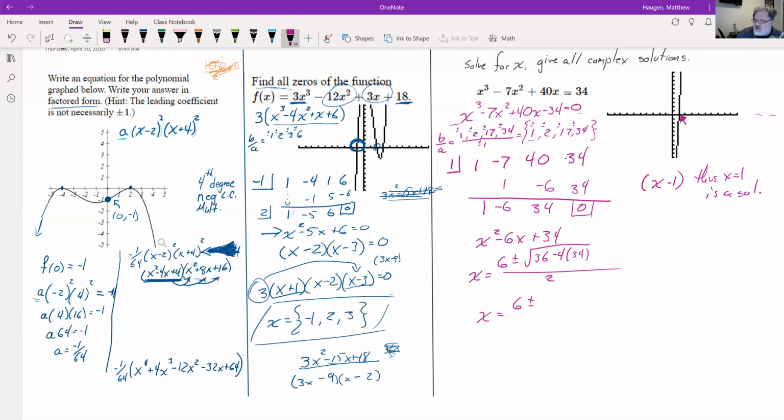6 plus or minus. You're saying that was -100? That's what I got, because -4 times 34 is 100. Okay, I believe that. Anybody else believe that?